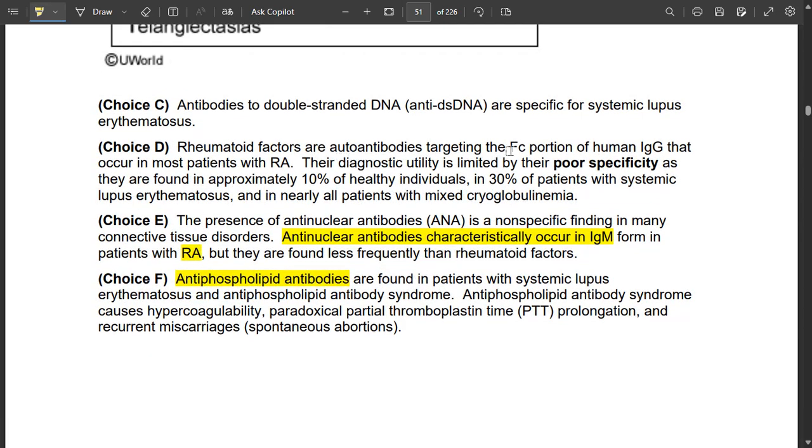Rheumatoid factors are autoantibodies targeting the Fc portion. So what are rheumatoid factors? Rheumatoid factors are autoantibodies that target the Fc portion of human IgG, and they occur in most patients with RA. Their diagnostic utility is limited by poor specificity, and they're found in approximately 10% of healthy individuals as well, 30% of patients with SLE, and nearly all patients with mixed cryoglobulinemia. So thus it is not very specific.